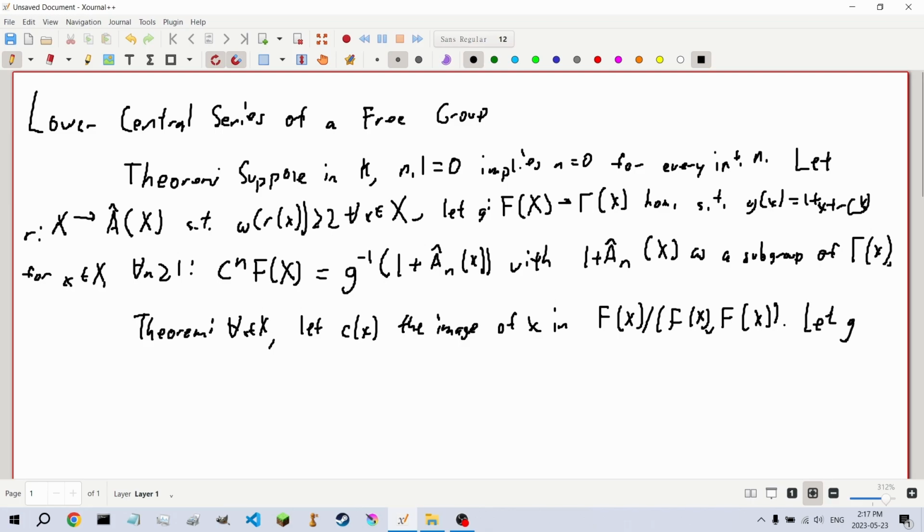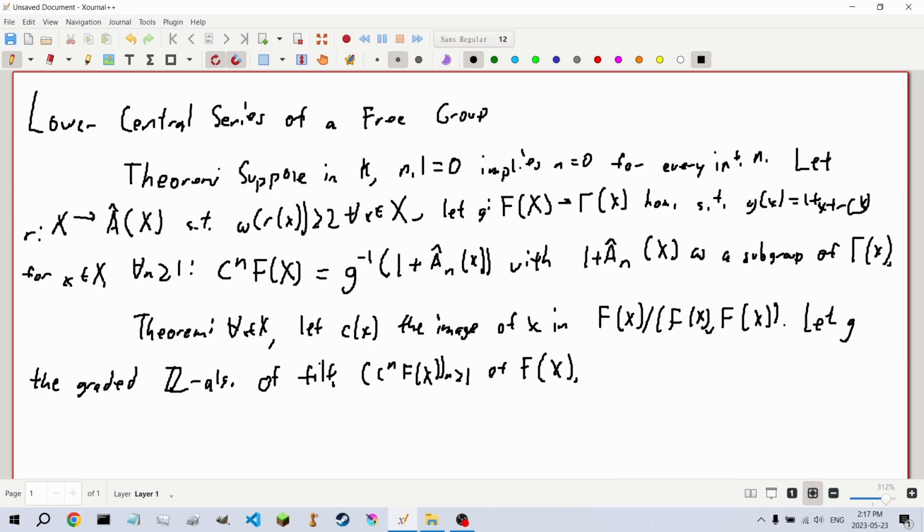Let G be the graded integer algebra of the filtration of the lower central series of the free group on X, which is a filtration, of course, of the free group on X. The unique homomorphism of the free integer Lie algebra on X into G, which extends C, is an isomorphism.